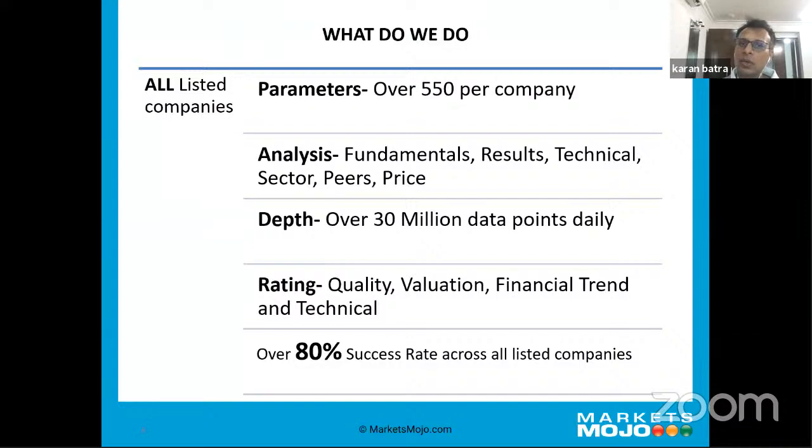We rate every company over 550 different parameters, which translates to more than 30 million data points on a daily basis. The analysis spans across fundamentals, results, technicals, sectors, peers, price. And we've seen a very high success rate. Now, when I say success rate, our strong buys have done much better than the benchmark, and our strong sells have done much worse than the benchmark. So we see this at an overall level. Now, at an individual stock level, sometimes it might be up or down. But if you see at an overall level across the stocks, people might come and say, you asked me to sell this stock and now the stock is up. It can be up, but you also need to see the stock that we asked you to get into.